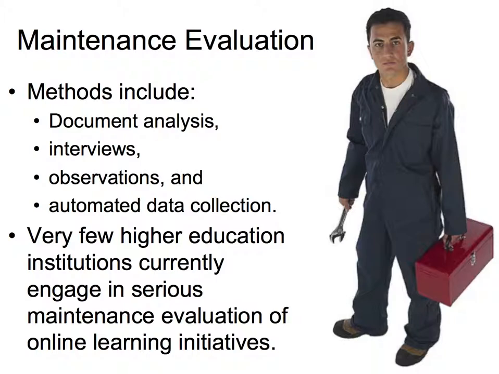Some of the methods could be document analysis. You can do interviews. You can do observations. Some of the things can be automated. Data collection. So one of the things we've done here at the University of Georgia, and actually throughout the University System of Georgia, is we've adopted this new Desire to Learn system. Well, one of the things that you can do with Desire to Learn is you can kind of keep track of how faculty are using Desire to Learn in their courses, and what functions are they using, and are there functions that they should be using that they aren't using.